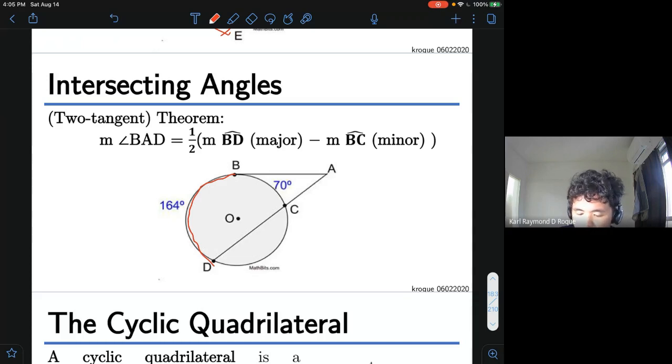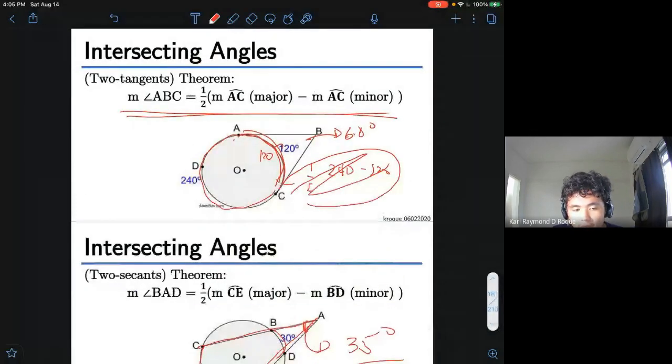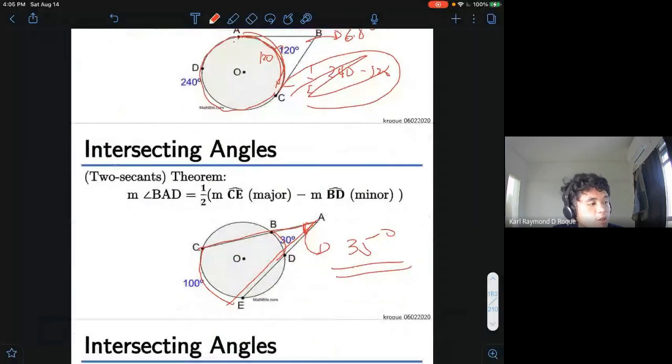Hindi siya tangent to tangent. Tangent secant. So, 1/2 ito minus ito. So, I hope nakikita niyo yung pattern. No? So, basta kung how the 2 points divide it into minor and major arcs, that's what you use.